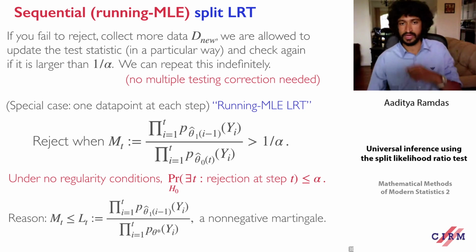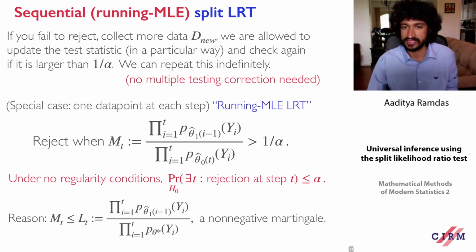Okay, so I'll present the simple special case that corresponds to getting one data point at each step, and we call this the running-MLE likelihood ratio test. And so this is what it does. It's a little bit subtle again. I'm defining this process M_t, one for each time, and the denominator, theta hat 0t, is the MLE as before, using all the data points up to t.